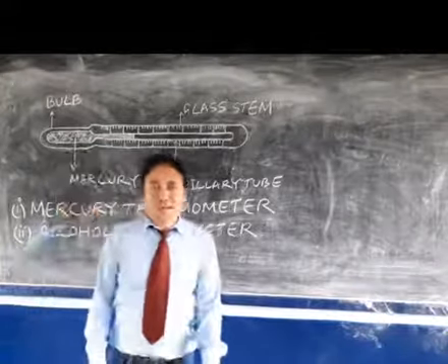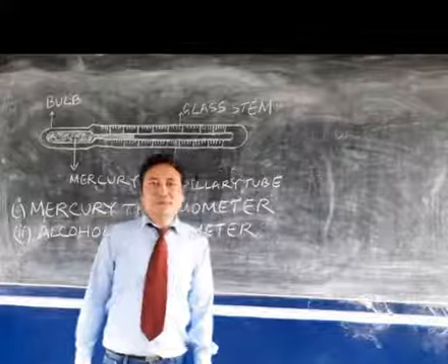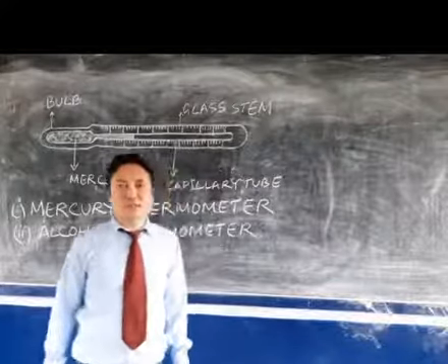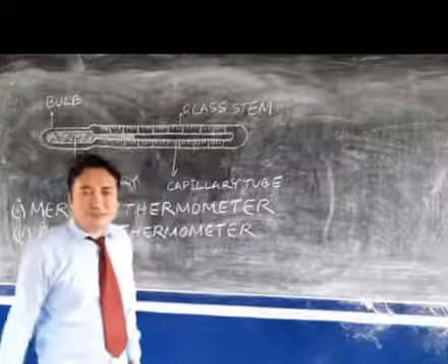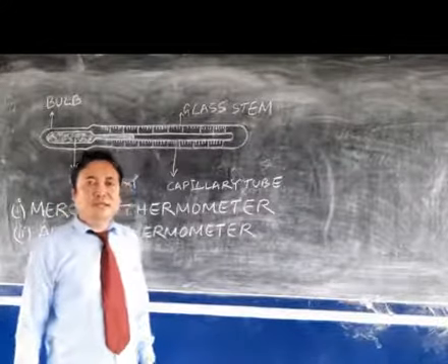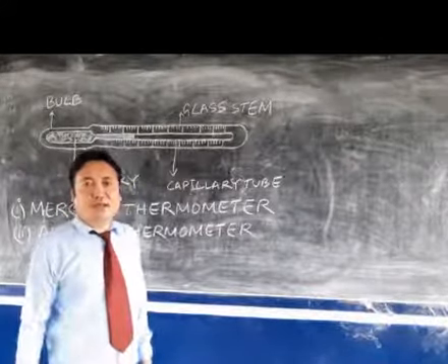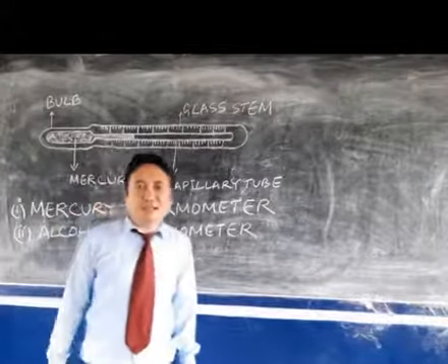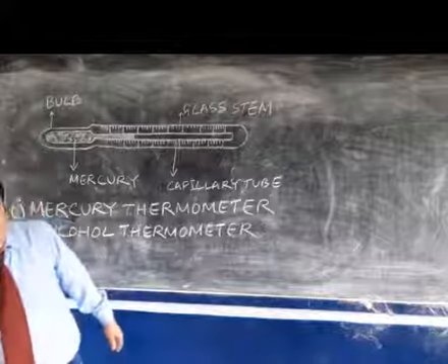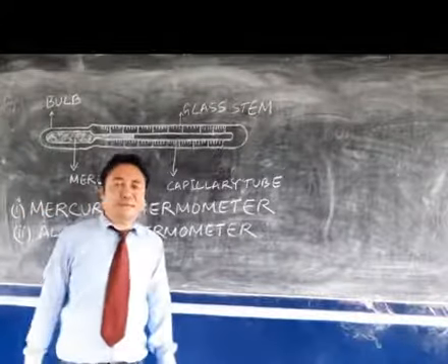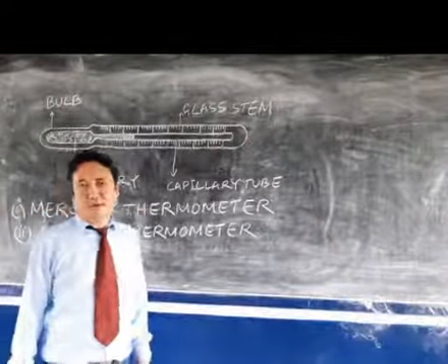Good morning, dear children. Today we will come to the next topic of the same chapter: thermometer, different types of thermometer, and the relation between the Celsius scale, Fahrenheit scale, and Kelvin scale. Now, as you all know, the SI unit of temperature is Kelvin.